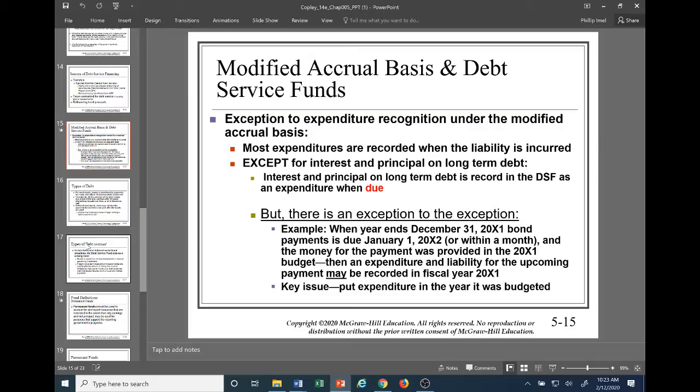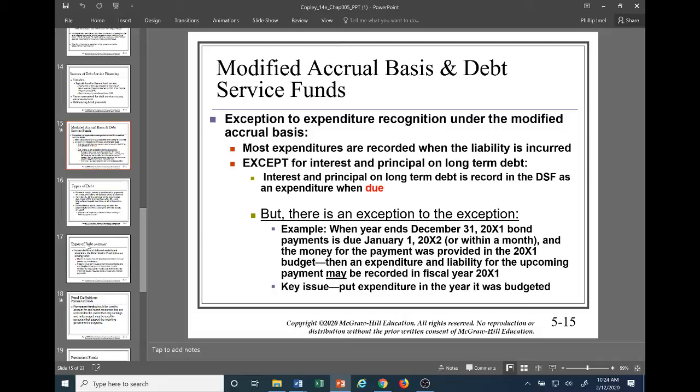But the exception to the exception is when the year ends, say December 31st, 2001. That's the point in time we're at right now. So at the end of the year, we have a bond payment due January 1, the very next day of the following year, or within a month. Let's say we're just within January. And the money for the payment was provided in the 2001 budget. So the payment's not due till the first month of 2002, but in 2001, it was budgeted for and the money was provided. Then an expenditure and a liability for the upcoming payment may be recorded in fiscal year 2001.